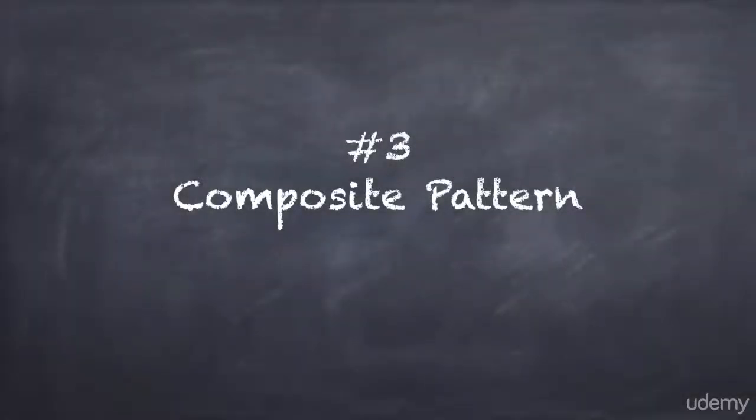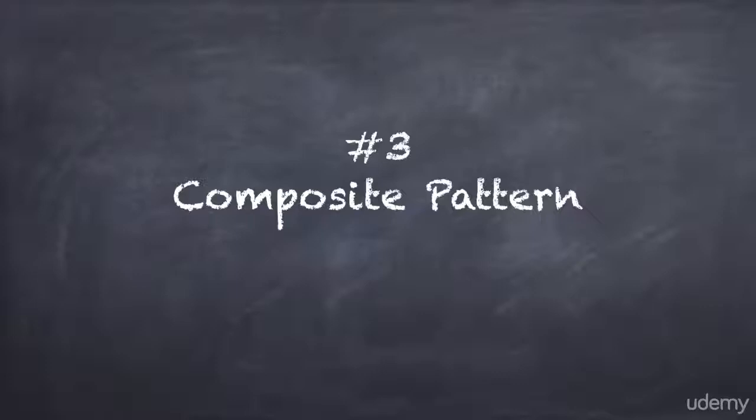And here is the third structural design pattern from the Gang of Four design pattern book. This one is called Composite Pattern, and it is a pattern you use when you're creating a tree structure of components that can contain child components.